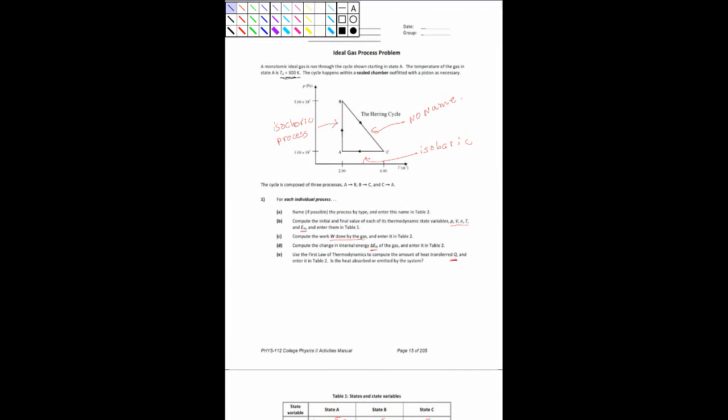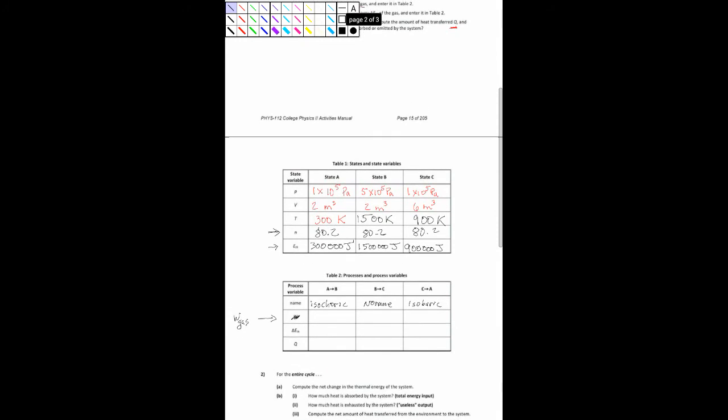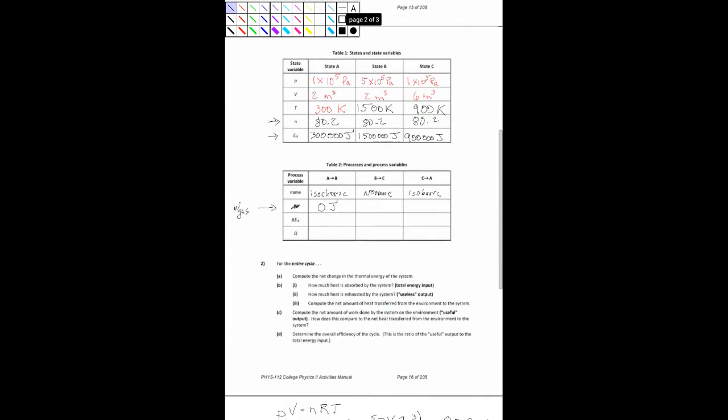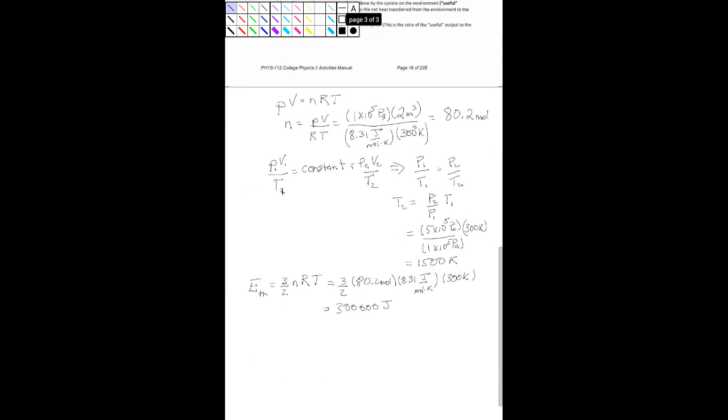Remember, the work done by the gas in a process is the area under the curve. So if we look at the curve from A to B, that's a straight vertical line. There is no area under the curve for there. So the work done by the gas in an isochoric process is always 0. Okay? So now what about as we move from B to C? Well, there we have to calculate an area.